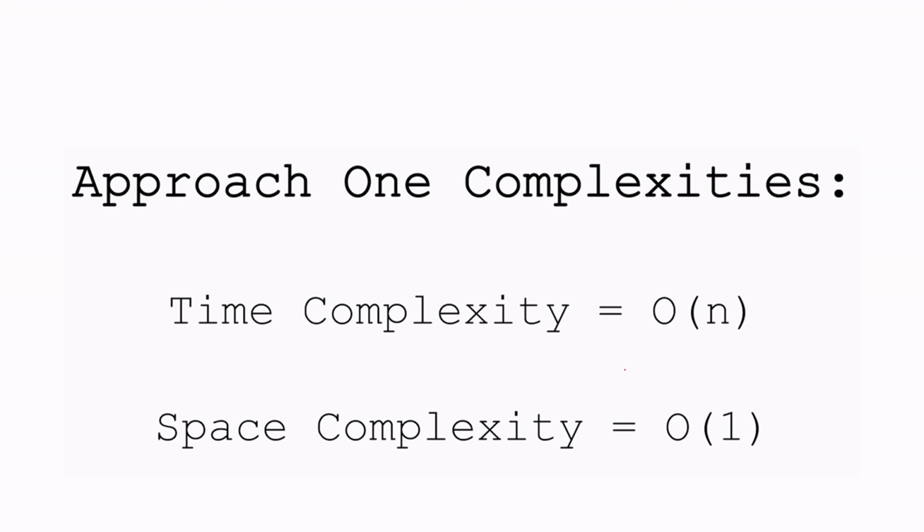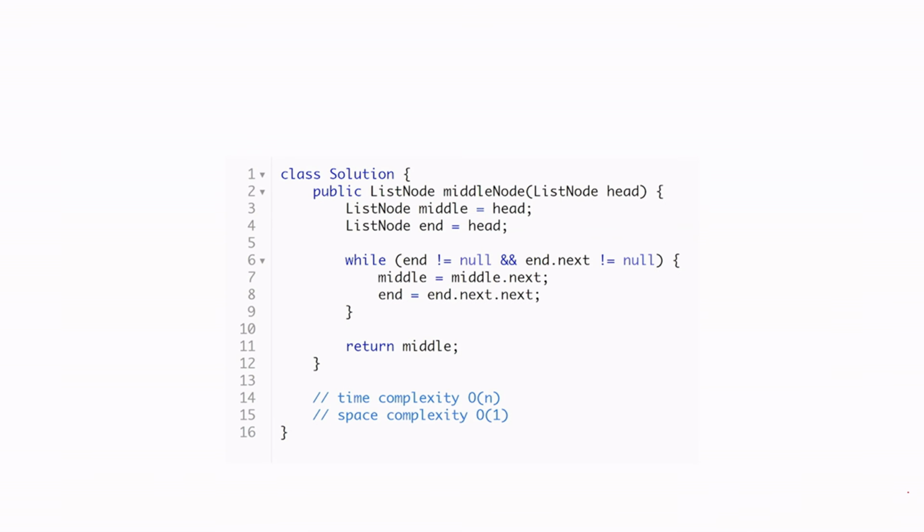So in this case we are not taking extra space, but the time complexity remains for all the nodes, and that way the time complexity is O(n), but the space complexity is O(1), because we are not taking extra space. So we have taken a middle and last, both at head.